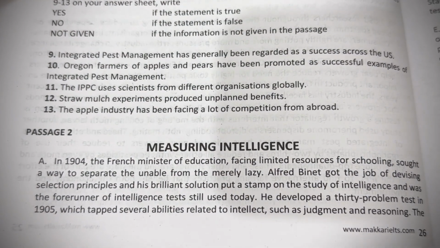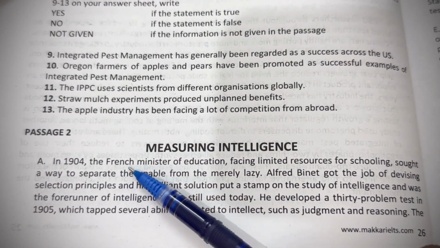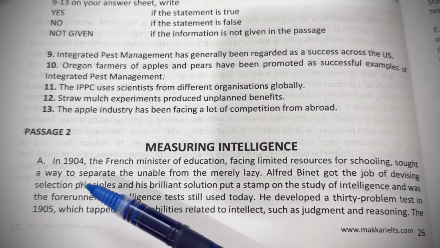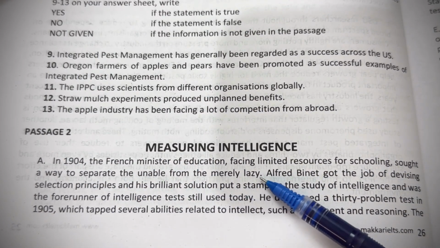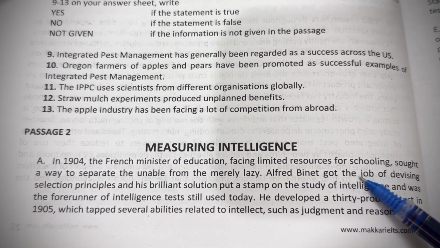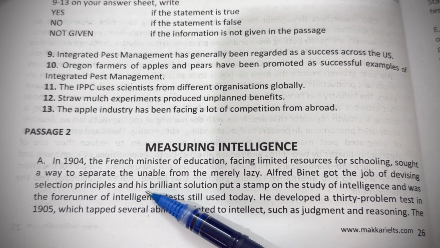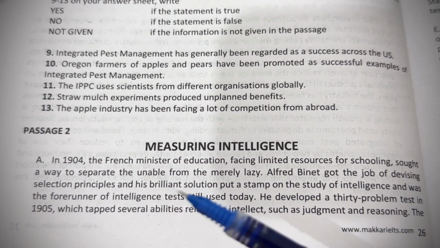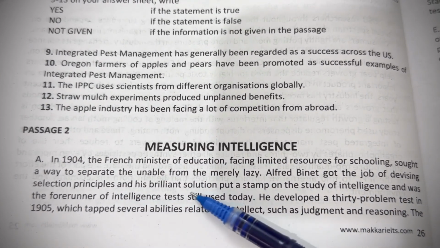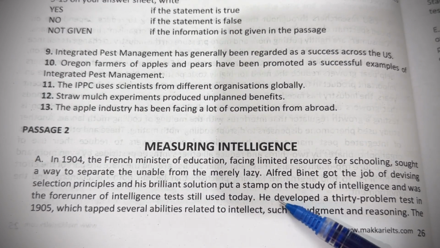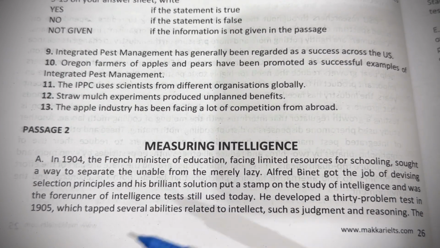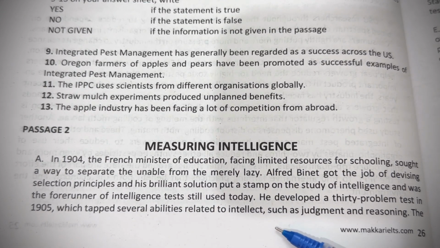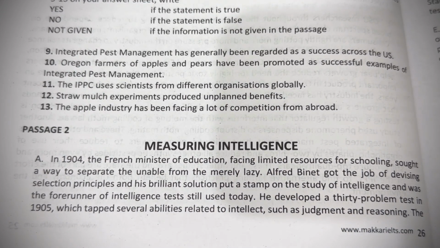So here I am at the passage now. In 1904, the French Minister of Education, facing limited resources for schooling, sought a way to separate the unable from the merely lazy. Alfred Binet got the job of devising selection principles, and his brilliant solution put a stamp on the study of intelligence and was the forerunner of intelligence tests still used today. He developed a 30 problem test in 1905, which tapped several abilities related to intellect, such as judgment and reasoning.